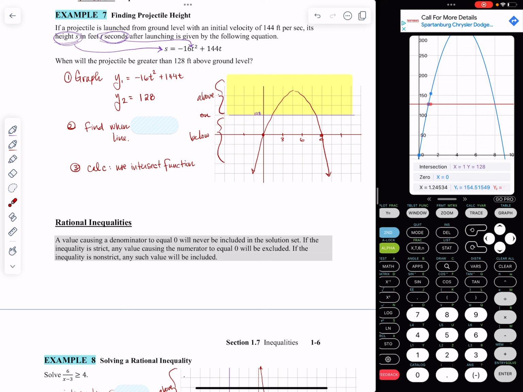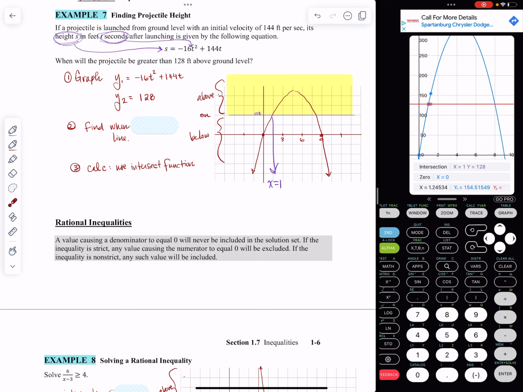Now you will notice that the first time it hits 128 is at the value, I'm going to draw it here on my graph, of x equals 1. Notice that at the bottom of your calculator screen, it'll say x equals 1, y equals 128. All right, so my projectile starts being above 128 right after 1 second. Okay, so then the next thing we want to do is go and find this intersection.